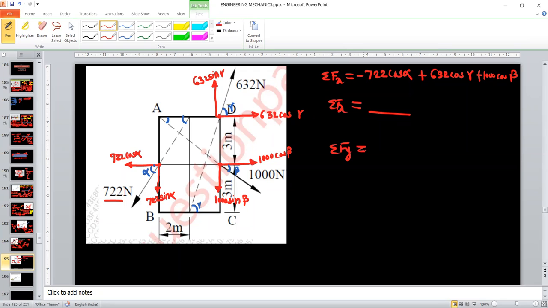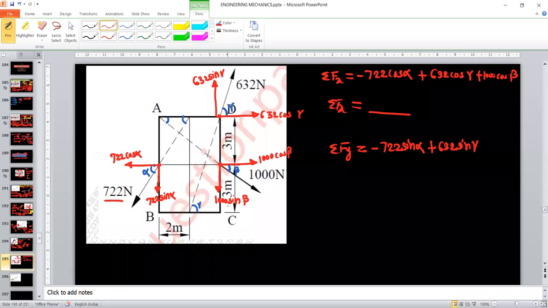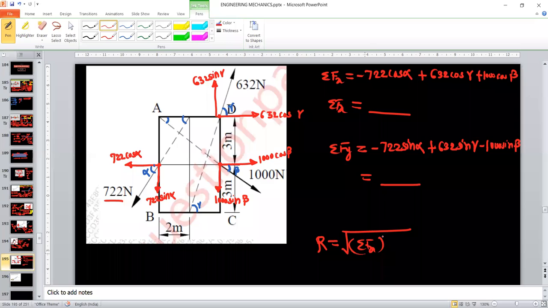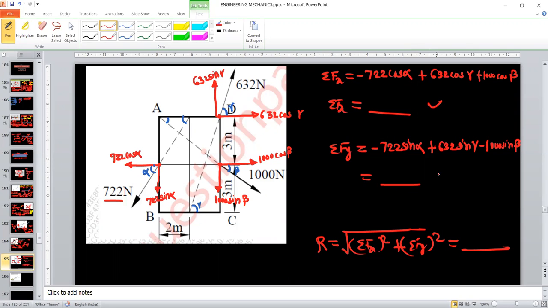Then write down summation Fy. So 722 sine alpha is in the downward direction, so it is minus 722 sine alpha. 632 sine gamma is positive, so plus 632 sine gamma. And 1000 sine beta is negative. Put the values of alpha, gamma and beta, and get this value. From the signs of summation Fx and summation Fy, decide the quadrant for the resultant. After that, find the magnitude of the resultant by this formula, square root of Fx squared plus Fy squared. So just give me the answer for summation Fx and summation Fy.